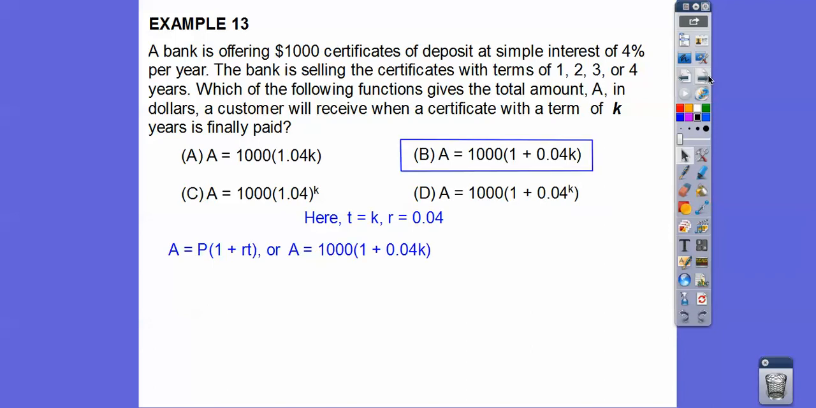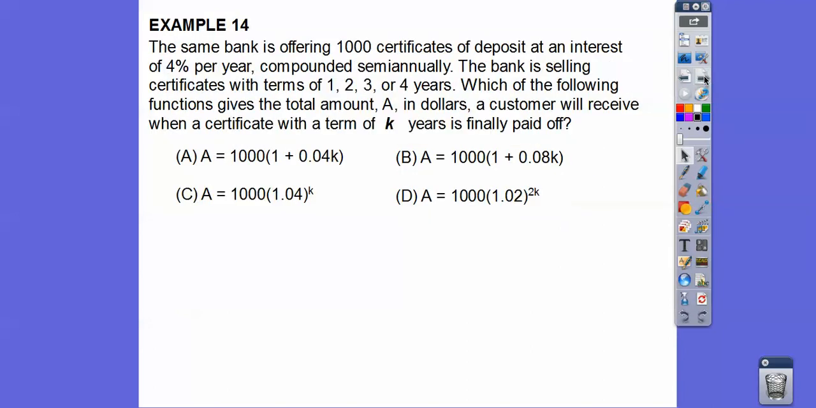Okay. All right. Let's do a compound one. So this same bank is offering $1,000 certificates at an interest rate of 4% a year, compounded semi-annually. Semi-annually means twice a year. Okay. So the bank is selling certificates with terms of 1, 2, 3, or 4. Again, we don't need those. So which of the following functions gives the total amount A in dollars the customer will receive when a certificate with a term of K, where T is equal to K years, is finally paid off?